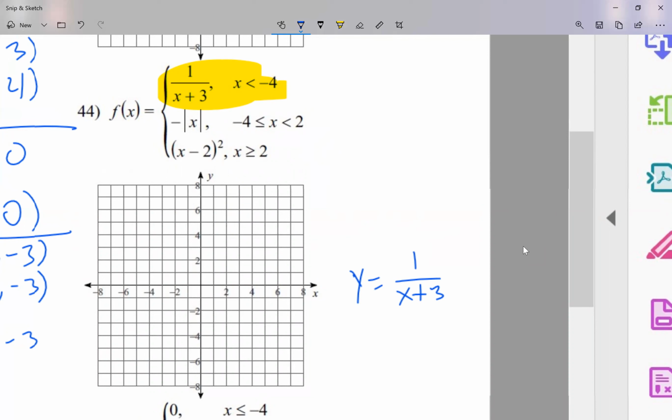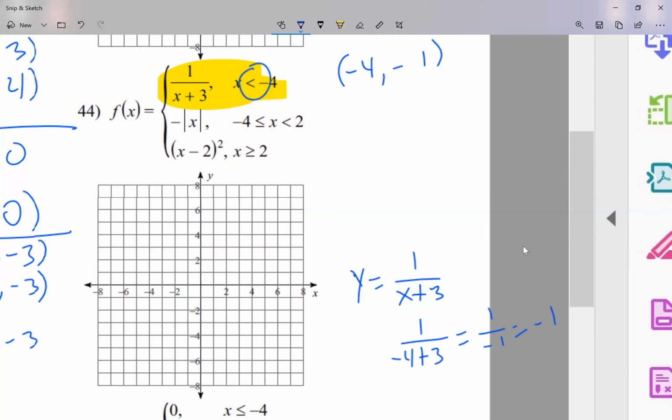So one of the points I'm going to choose is x equals -4. All right, if x equals -4, what's the y value? I'm looking at 1 over -4 plus 3. That's basically 1 over -1. So my y value is -1. Okay, that point, based on my inequality, it's an open circle, (-4, -1).